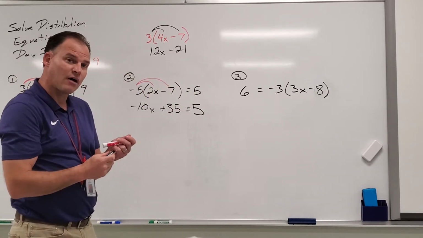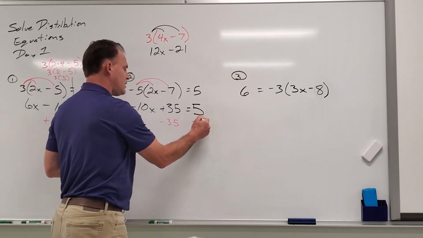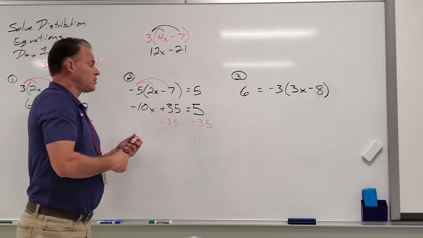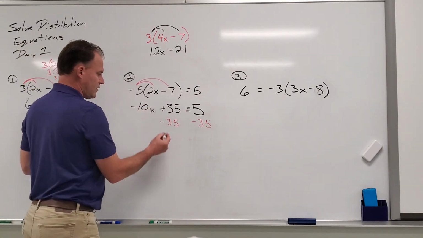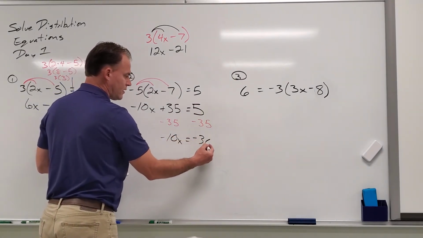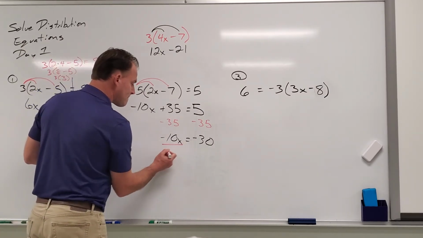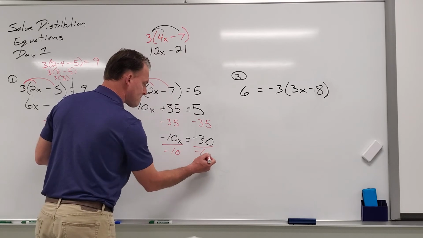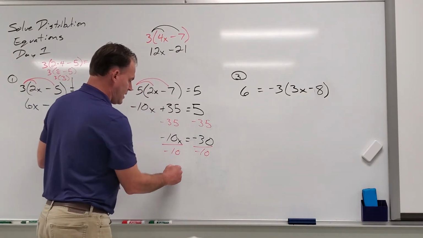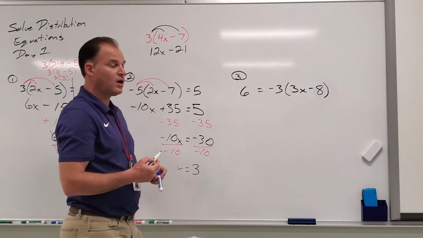Now I go about solving my equation with opposites. Minus 35 on both sides. Calculator's going to come in real handy here. If you're not good with the negatives, bring down the minus 10x. Put that in the calculator, you get negative 30. And then we finish up with that division step. Divide by negative 10. And I get x equals negative divided by negative is positive 3.